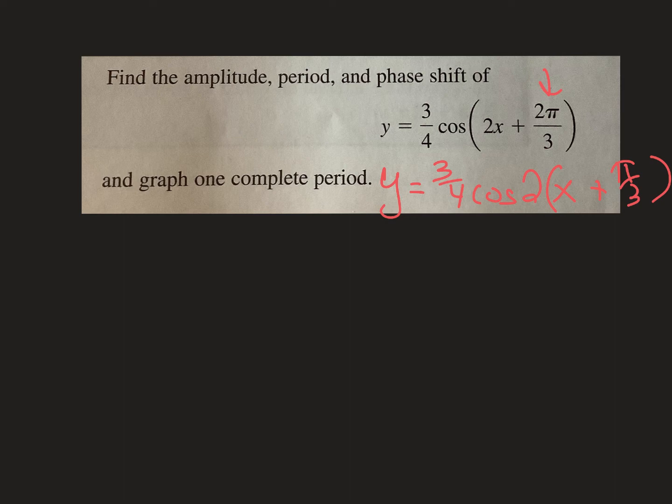Okay, so now I know everything I need. The amplitude is 3/4, so I'm going to go up to 3/4. It's actually a vertical shrink, not going up to 1. The period, I'm going to do 2 pi divided by the 2, because it's in front of the x, which is just 1 pi.